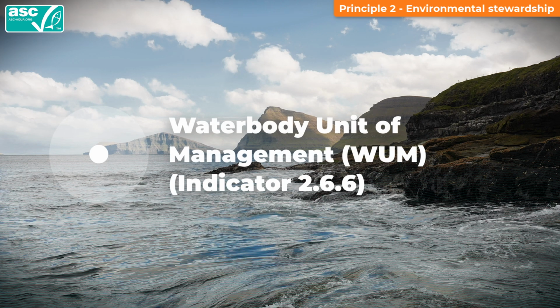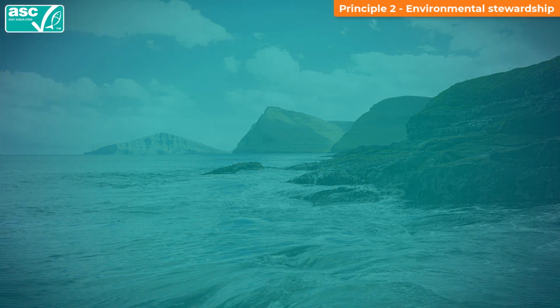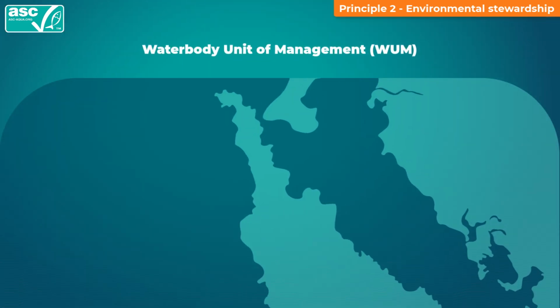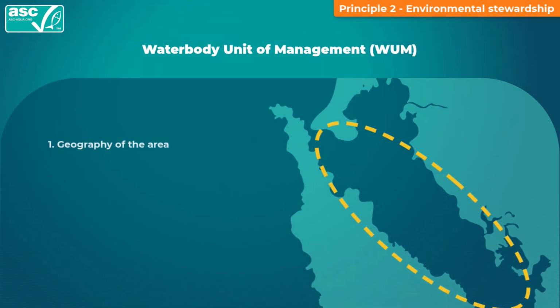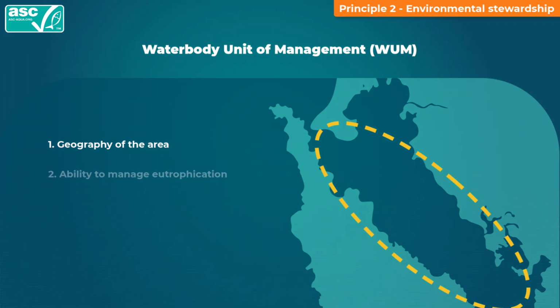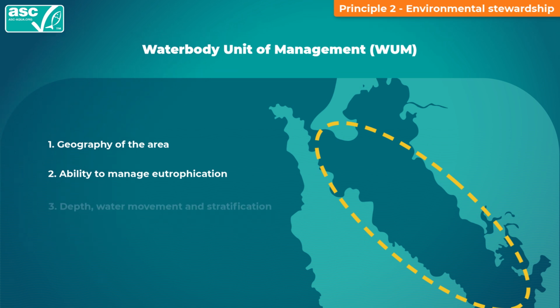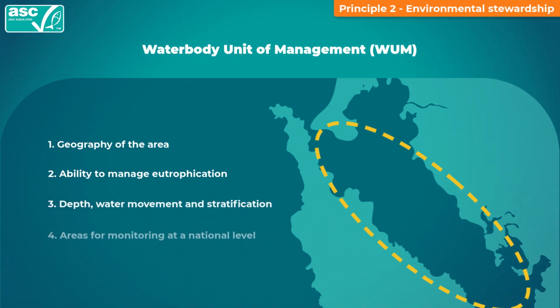Now let's shift gears to water body units of management. A water body unit of management is like a neighborhood except for water. It's the area we manage to keep impacts on water quality in check. A water body unit of management should consider things like the geography of the area, for example a lake or a fjord. The ability to realistically manage the risk of eutrophication within it. Depth, water movement, and stratification of the water body. Areas established for water quality monitoring at a national level.